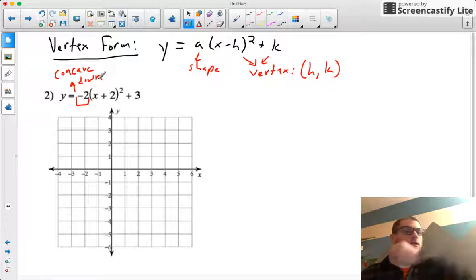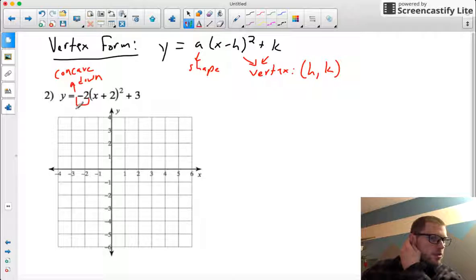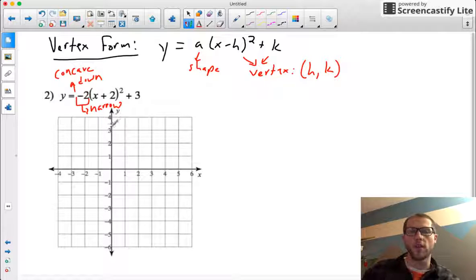So it'll be opening downward. And the other thing that it tells me is that this is going to be a narrow parabola, or at least narrower than the parent function, since that negative value is bigger than -1.